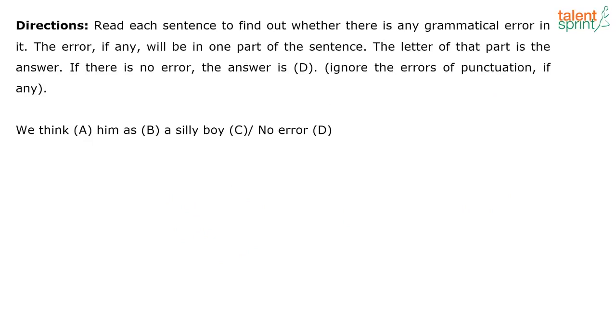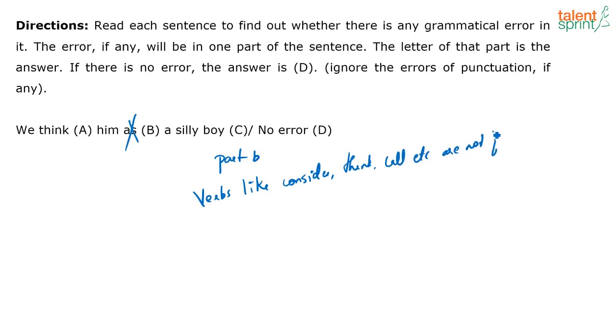We think him as a silly boy. Where do you think the error is? It's a short sentence, but see if you're able to identify where the error is. Were you able to identify the error? Basically, the error is in part B. Why? Because this as is unnecessary here. We think him a silly boy. Not we think him as a silly boy. So what you need to remember is verbs like consider, think, call, etc. are not followed by as.